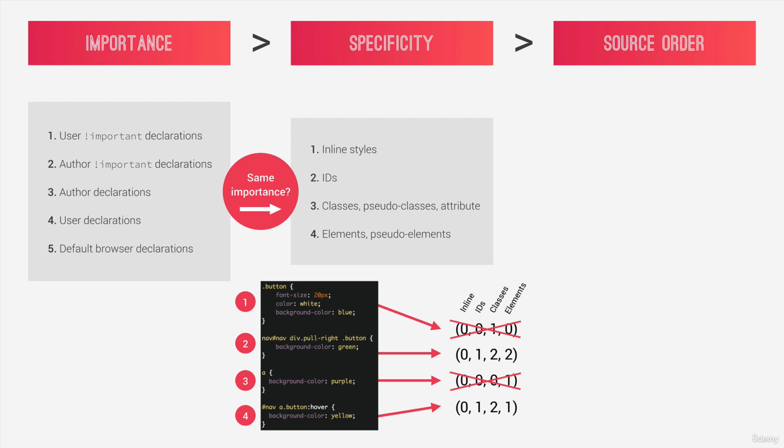Okay? Now, since both selectors have a 1 in this category, we have to move on and check the classes. They both have a 2 in this category, so it's still a tie between them.